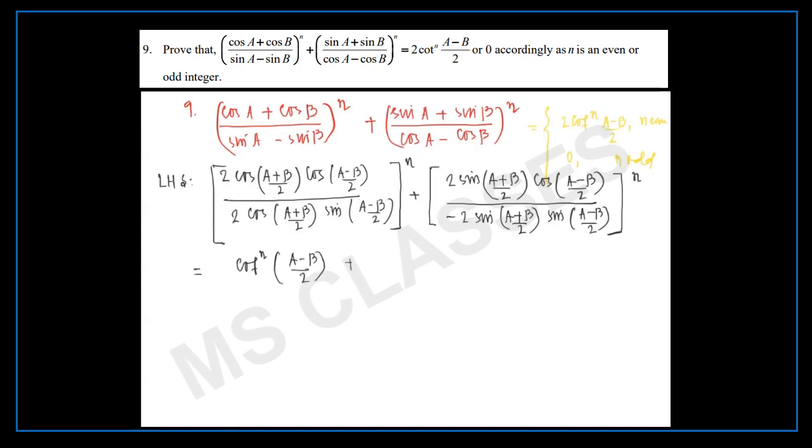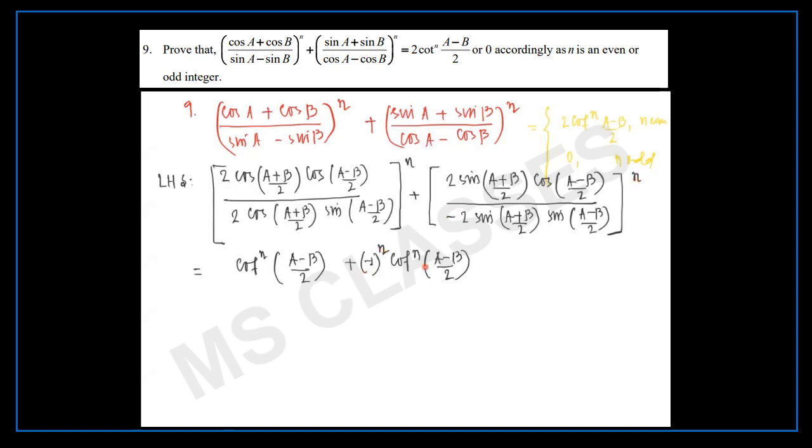plus. Next one, it is sine. This cancels out. We have again cot to the power of n of A minus B by 2. But with this we have another thing, a minus sign. There's a minus sign. So minus 1 to the power of n because it's to the power of n. So minus 1 to the power of n.